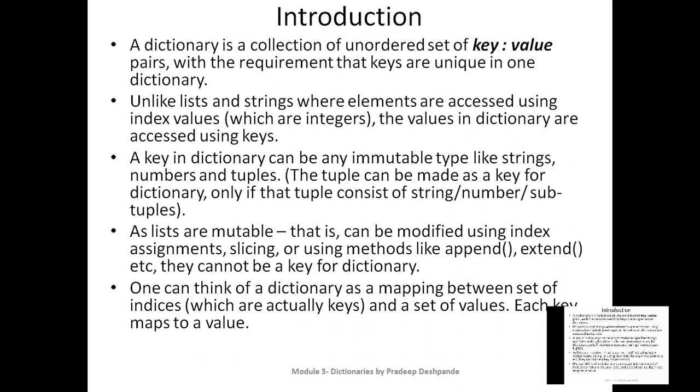Unlike lists and strings where elements are accessed using index values, the values in a dictionary are accessed using the keys. So keys play an important role here. A key in a dictionary can be any immutable type like strings, numbers or tuples. Immutable means you cannot change it. Lists are mutable, that is, we can modify lists using index assignments. We can only modify the value, we cannot modify the key.